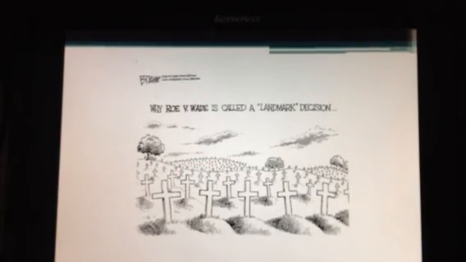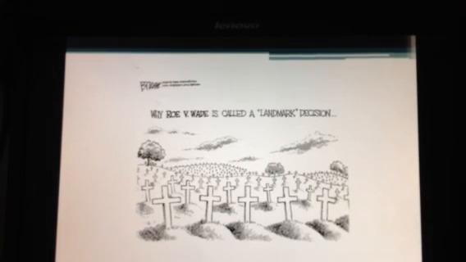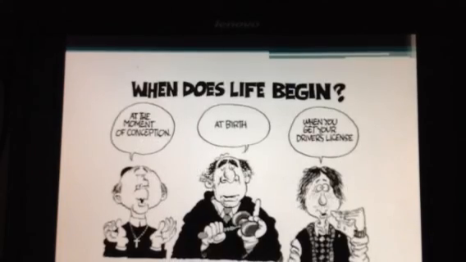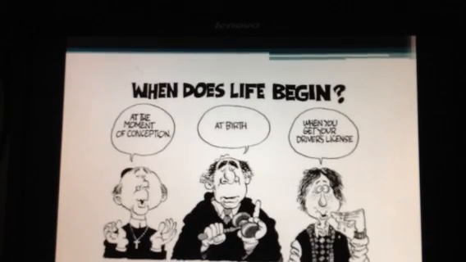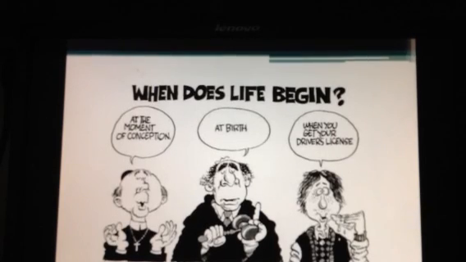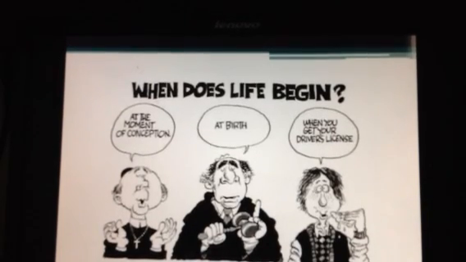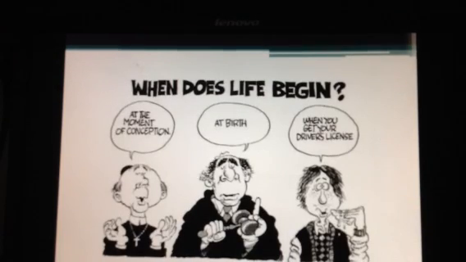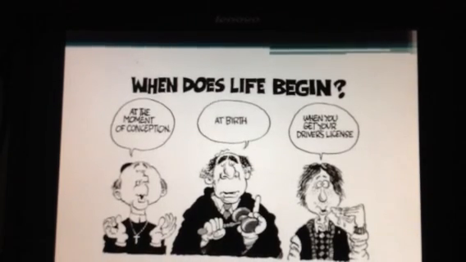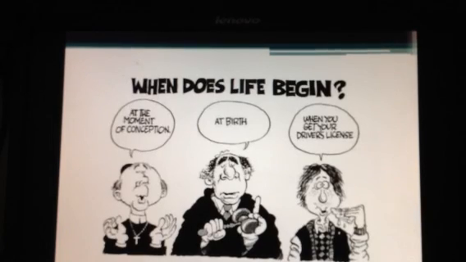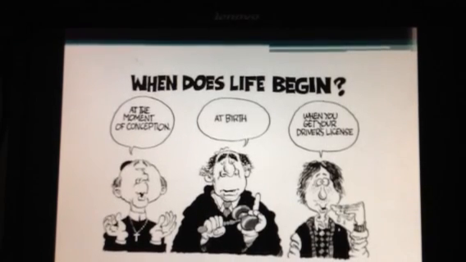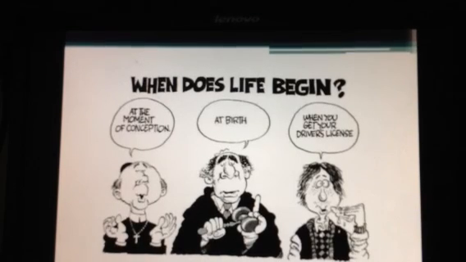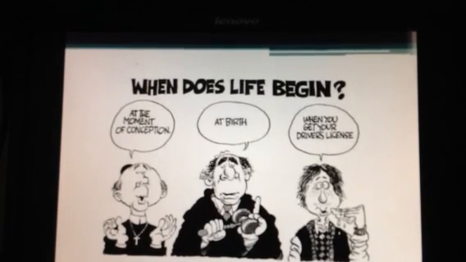Why Roe versus Wade is called a landmark decision. When does life begin? At the moment of conception. At birth. When you get your driver's license. Well, that's probably not a funny joke. It's a serious issue. Roe versus Wade. The right to have an abortion, to terminate a pregnancy. Within the first trimester or 22, 24 weeks of pregnancy, a woman has that right. And after that point, the government steps in to say, no, we're protecting the life of the unborn.